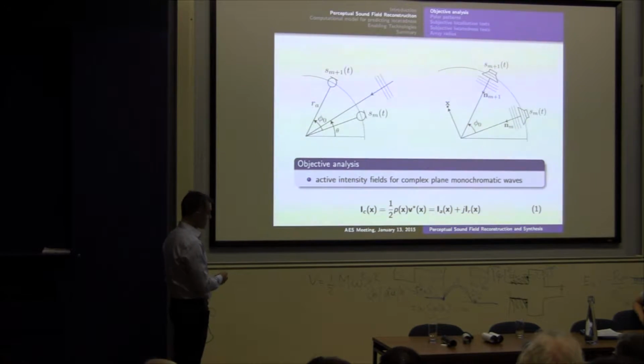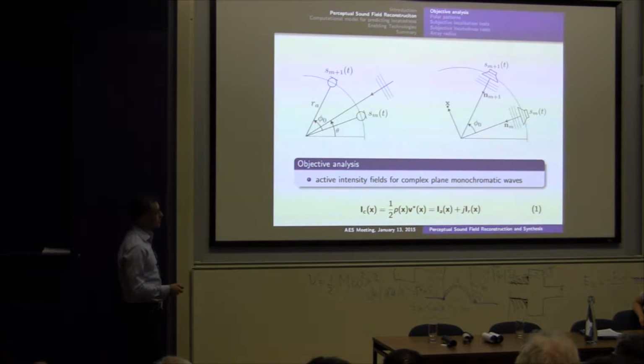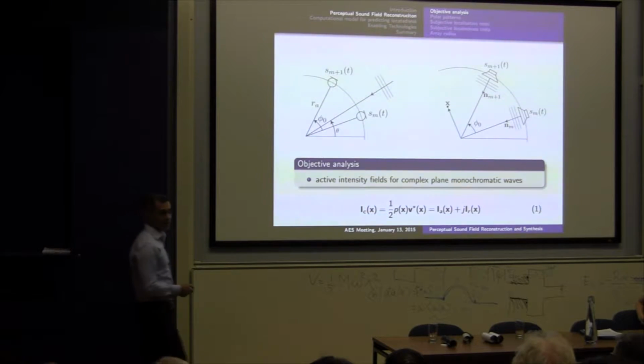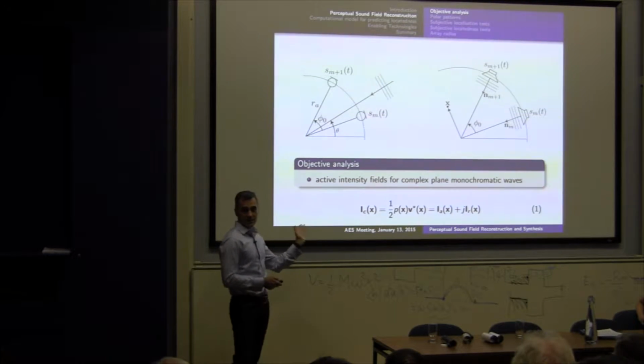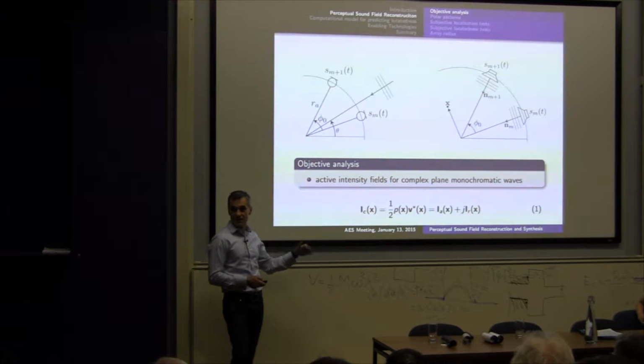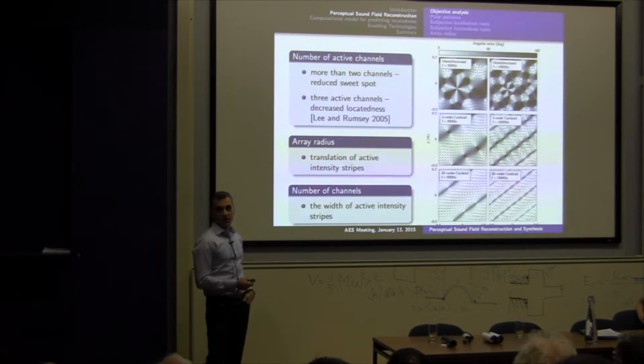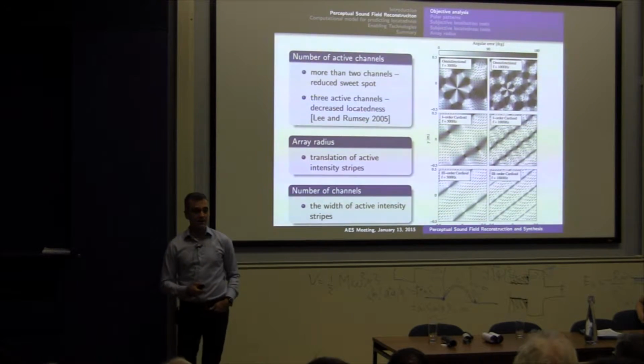And we are doing our analysis using the notion of active intensity, which is the product of the pressure field and velocity field, which is complex for monochromatic plane waves, and its real part is the so-called active intensity field. What's known is that the direction of this active intensity field actually coincides with the direction of wave propagation. So one thing that we want to answer now by doing this active intensity analysis is the following.